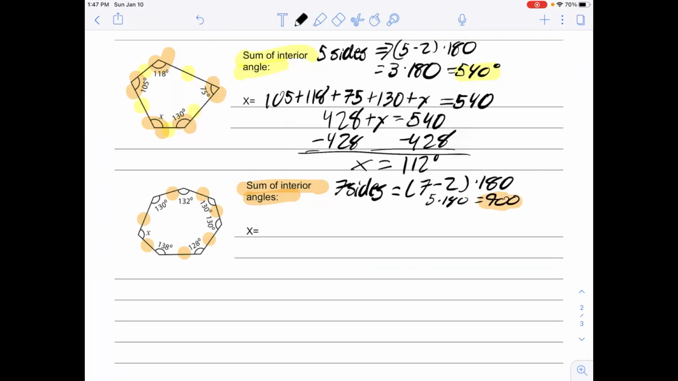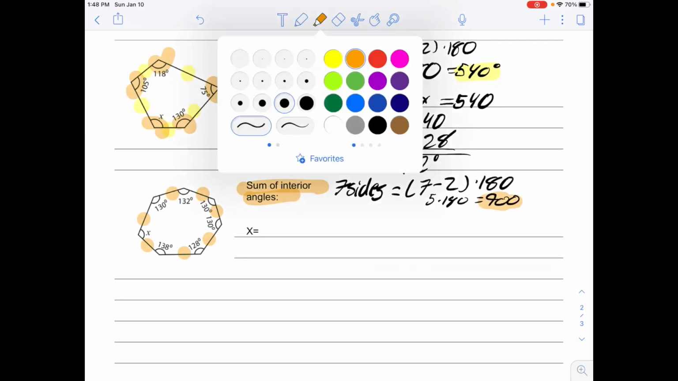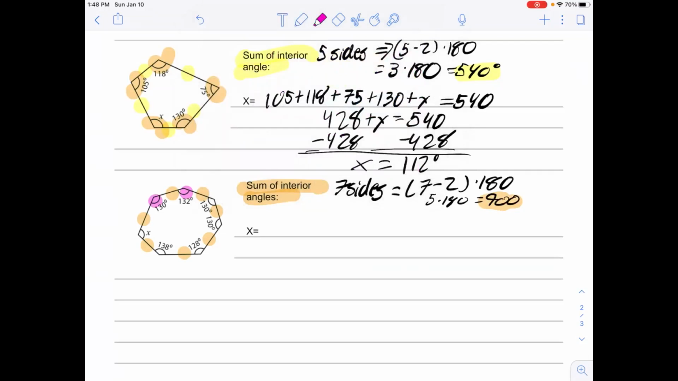Now, the last thing I can do is add up all of the angles here and see what's left over to get x. So this is your problem that you're going to do for your polygons check. I would like you to see if you can figure out what x is, just like we did in the above problem. Add up the angles that we know, the 130, 132, 130, 130, 128, 138. Add that all up together, subtract it from 900, so you can figure out what x is and enter that into Schoology for your check.